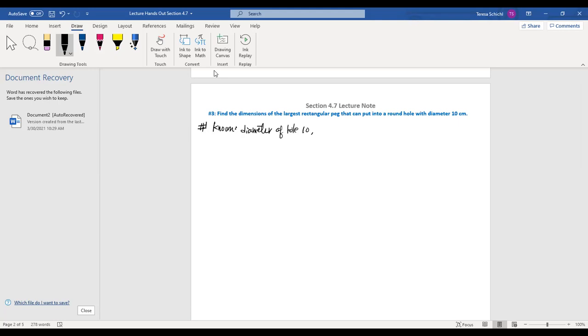We want to find the rectangle, right? So the dimensions of the rectangle are unknown. And the area is unknown, right? So all of this is unknown. Okay, so now step number 2.